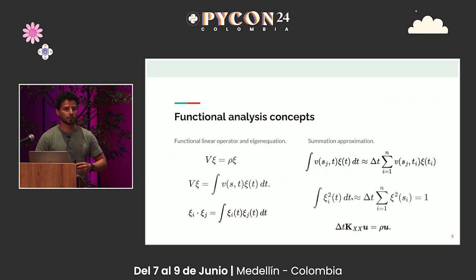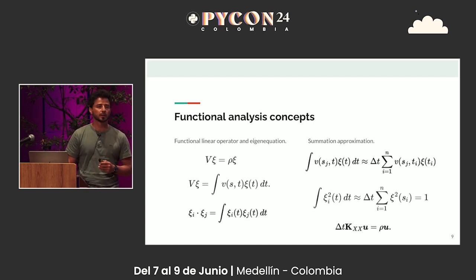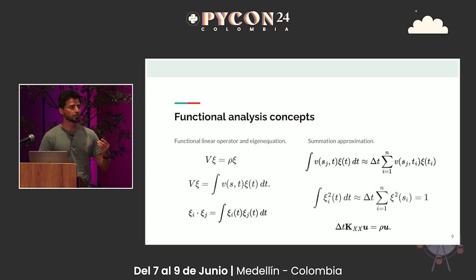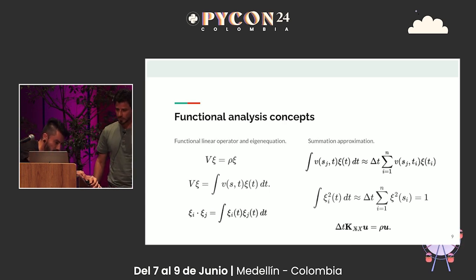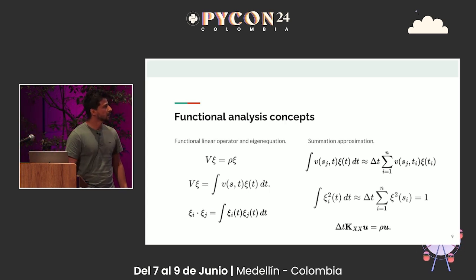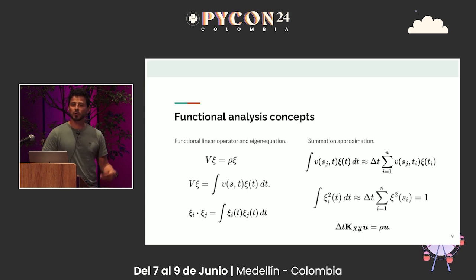You can do the same for the condition of orthonormality: if you have the same functions, it is going to return a 1, and if they are orthogonal, in this case, it is going to give you a 0. And finally, after writing all of this information and approximation, you get this formula. This formula here, you already know what it is: an eigenequation using a matrix representation.